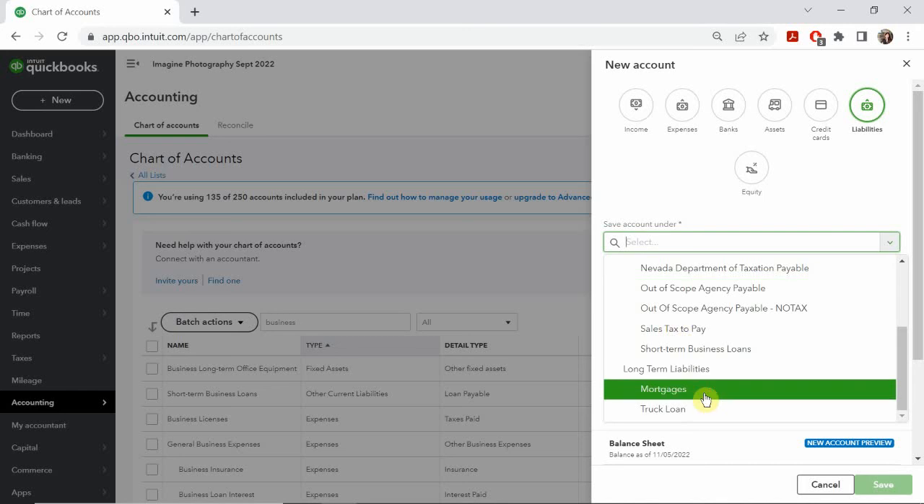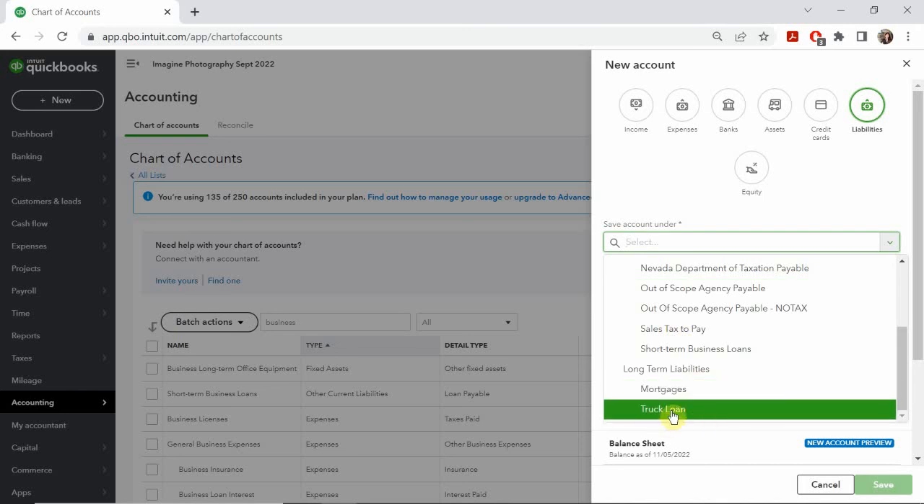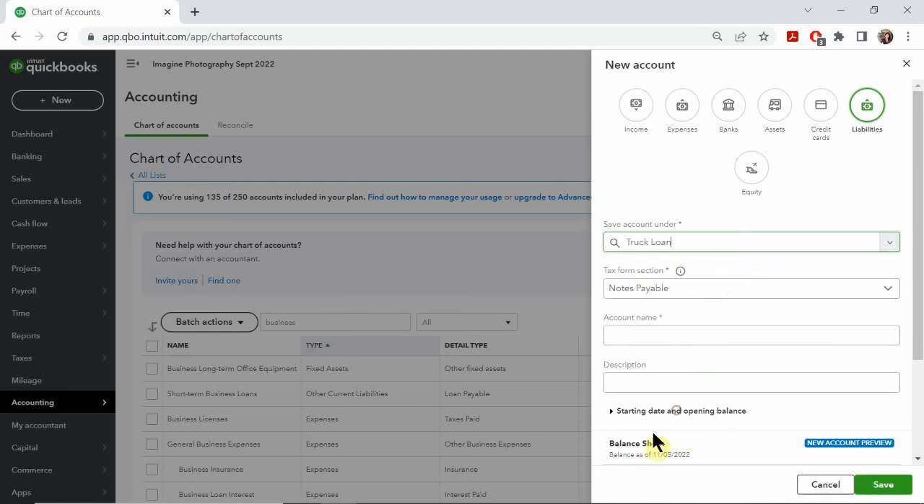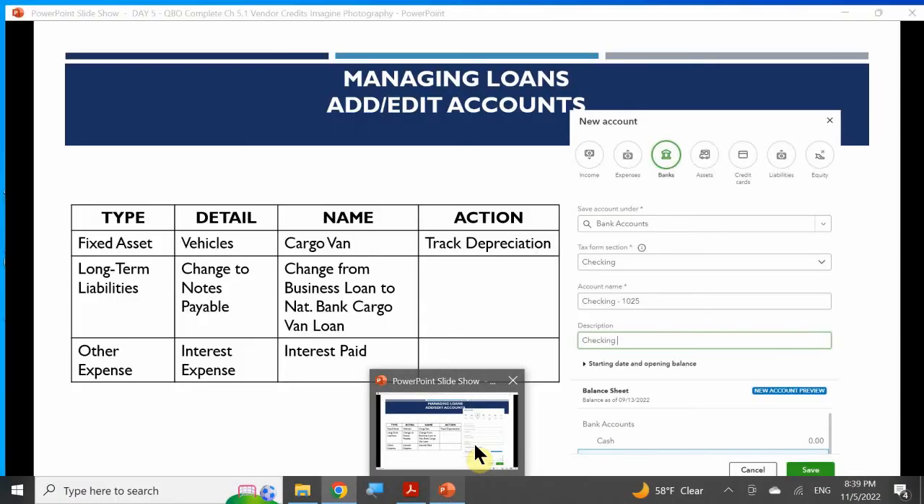So here you have mortgages. Here you have the truck loan. Okay, I have the truck loan in there. And I have notes payable. Account name is going to be cargo. Okay, wait, hold on. We said we're going to change this from business loan to National Bank cargo van loan.